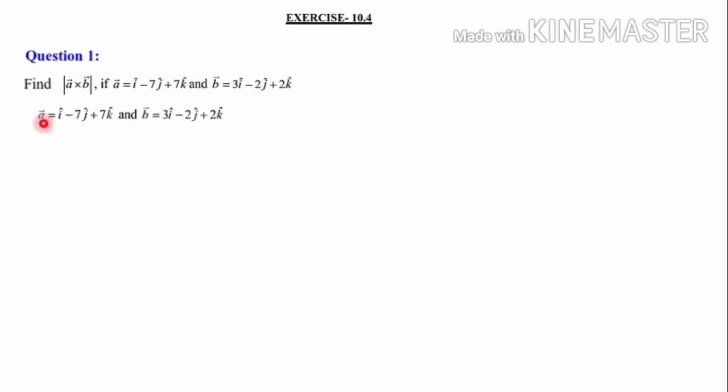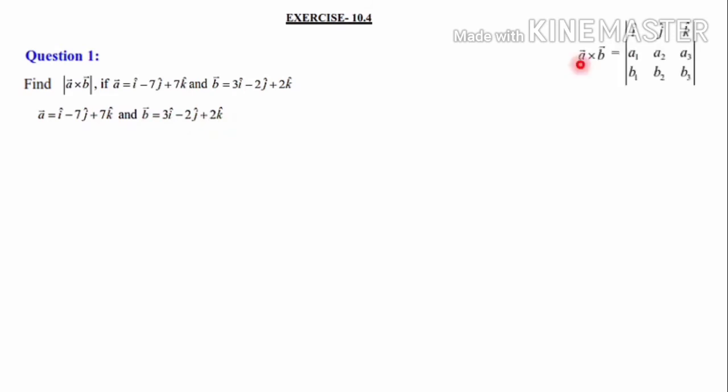Exercise number 10.4, the first question. Find modulus of vector A cross vector B if vector A is equal to I cap minus 7j cap plus 7k cap and vector B is equal to 3I cap minus 2j cap plus 2k cap. Let's take the given vectors. Vector A is equal to I cap minus 7j cap plus 7k cap and vector B is equal to 3I cap minus 2j cap plus 2k cap.